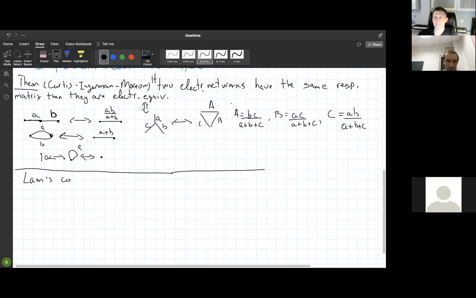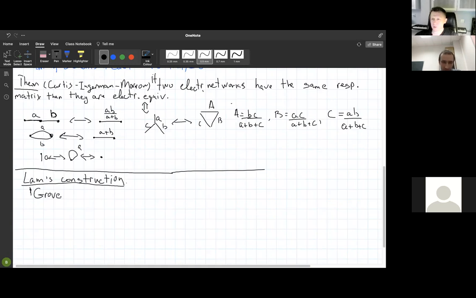Lam's construction. So now there will be some combinatorial construction on our graph with boundary vertices and with positive weights on edges. If we have this graph, we have a notion of growth.